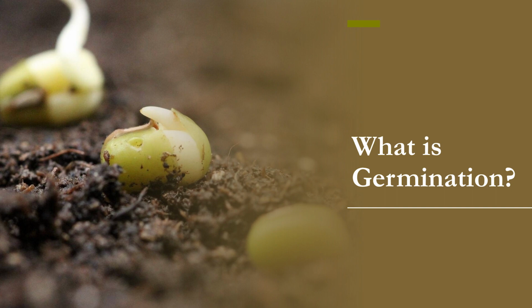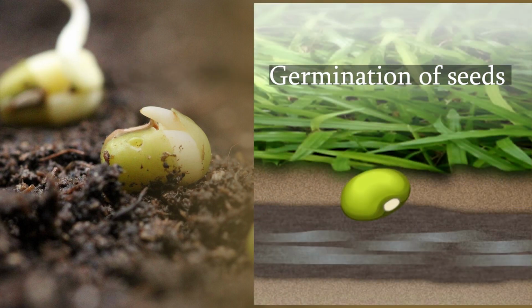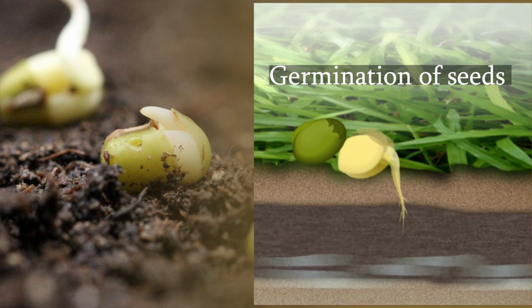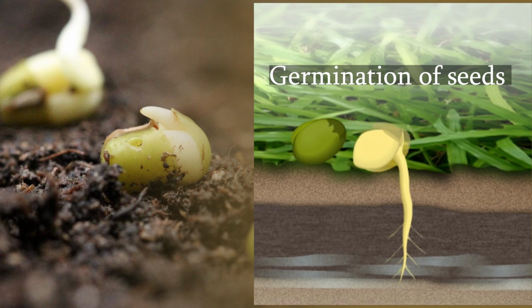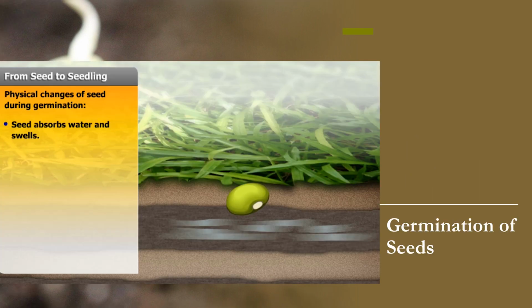What is germination? Germination is the growth of a seed into a seedling. Let's observe the physical changes during the germination process. First, the seed in the soil absorbs water through its micropyle and swells.